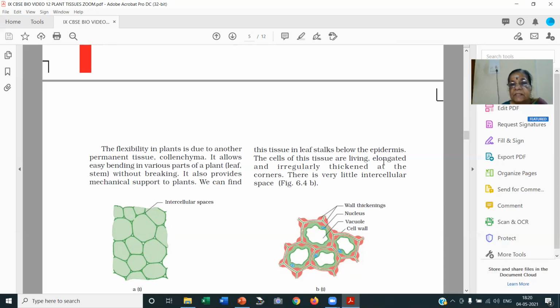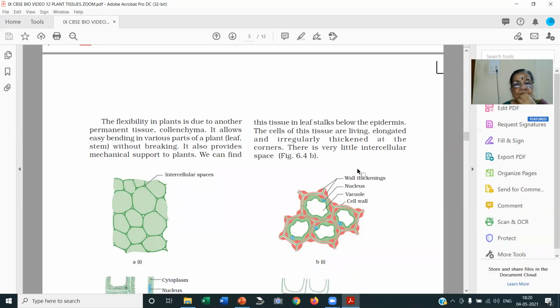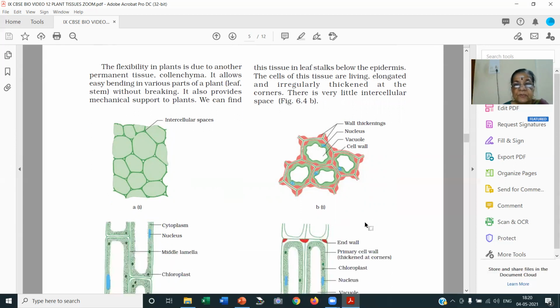They are irregularly thickened at the corners. There is very little intercellular space. I hope you understand. So the first diagram is parenchyma tissue in TS, and then this is collenchyma tissue in TS. Correct?